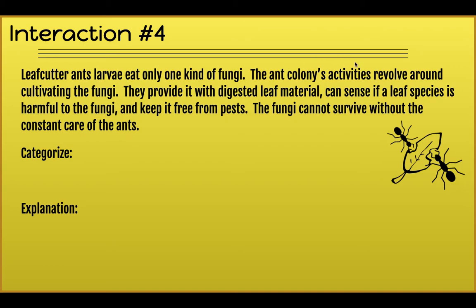So the ant colony basically takes care of the fungi, provides it with digested leaf material, and it can also tell if a leaf species is going to be harmful to it, so it keeps pests off of it. The fungi cannot survive without the constant care of the ants. Okay, so what do you think that is? I think it's right there in that sentence, right?